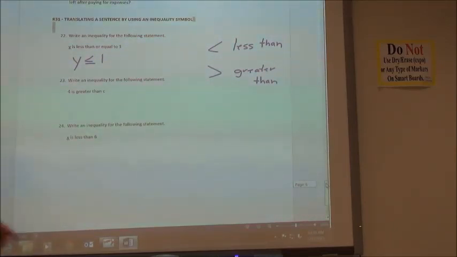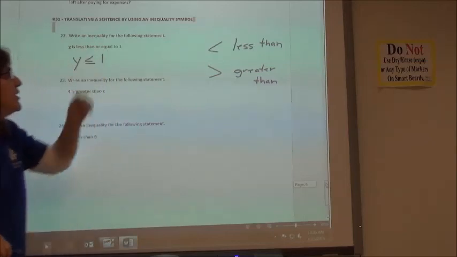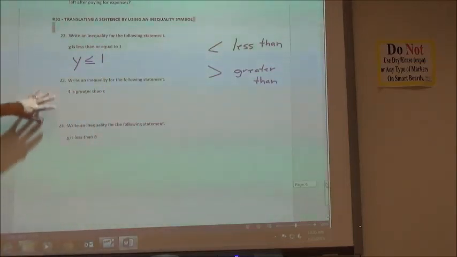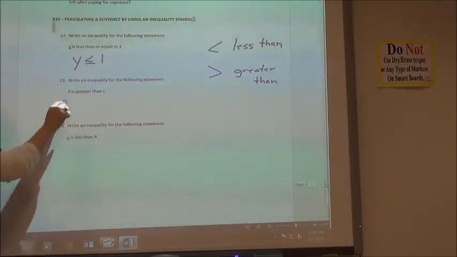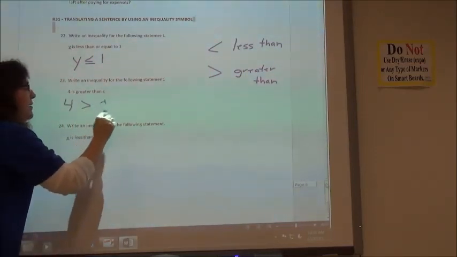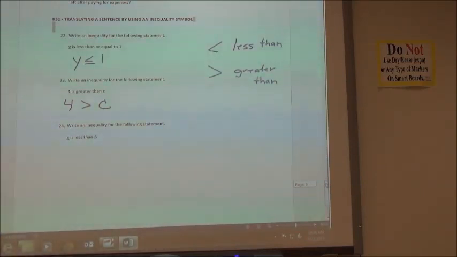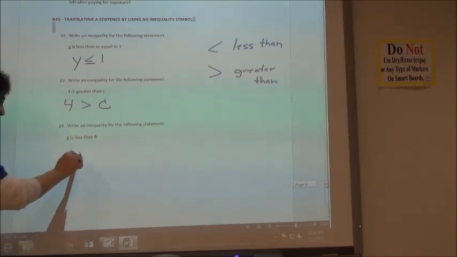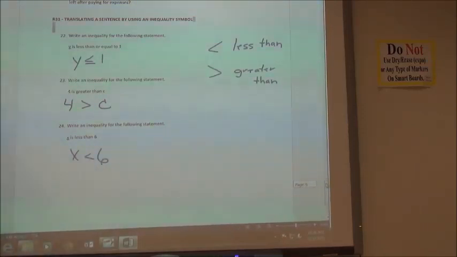But if you want to use the keyboard for these ones, you can, or you can just click to the side. 23, 4 is greater than C. I want to do it right in the order that I'm reading it. So 4 is greater than C. And the last one on here, X is less than 6. Hey, X is less than 6. Just picking out what is the right symbol in there, checking to see if you know what those signs are.